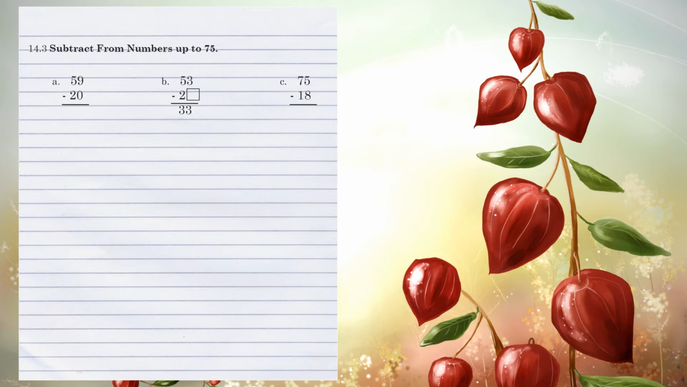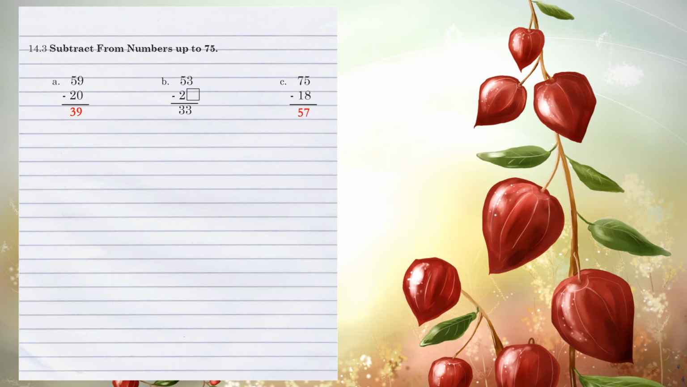Let's move down to Unit 14.3, subtracting from numbers up to 75. Let's look at example A. 59 minus 20. We subtract the ones column. 9 minus 0 is 9. We subtract the tens column. 5 minus 2 is 3, for an answer of 39.